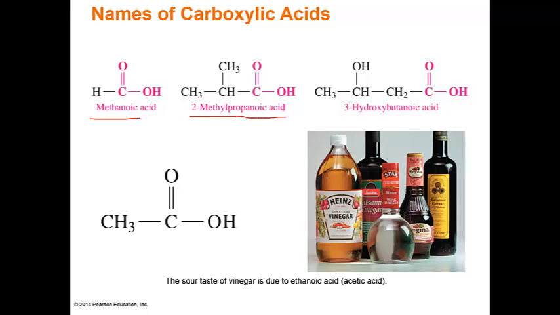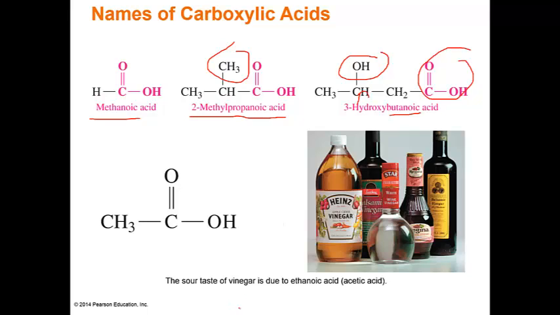2-methylpropanoic acid. Well, why is it methyl? Well, we've got a methyl group right there at the 2 location, and prop, 1, 2, 3 carbons in the backbone. And then we have 3-hydroxybutanoic acid, okay? So the carboxyl group, right? It gives us 1, 2, 3, 4. That gives us our butanoic, and our hydroxyl group, OH, right there at the 3 location.